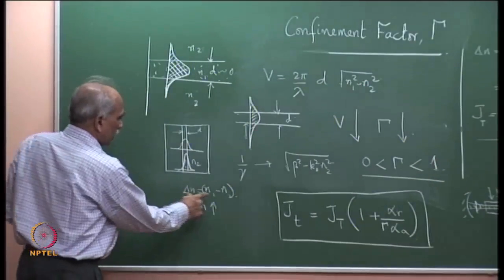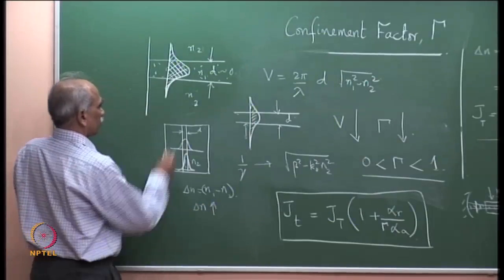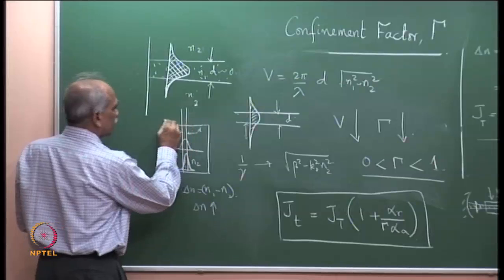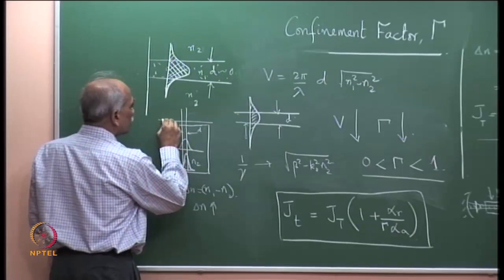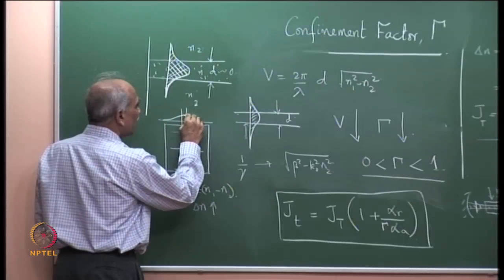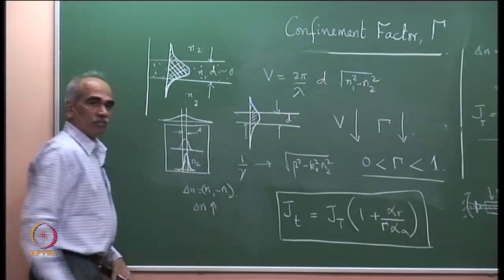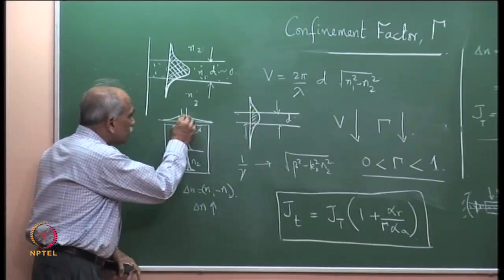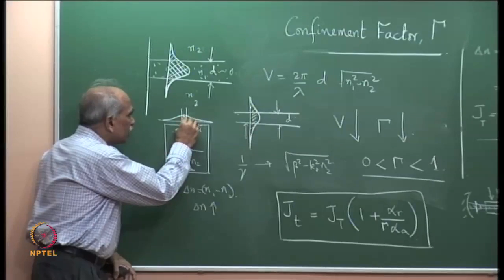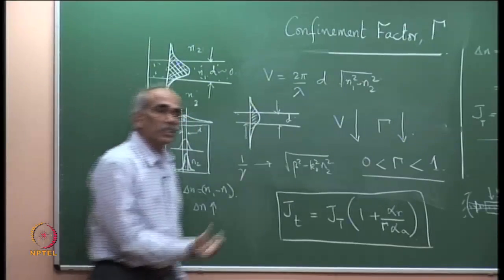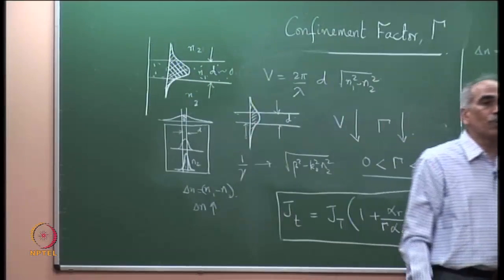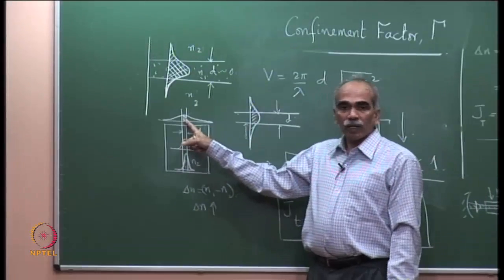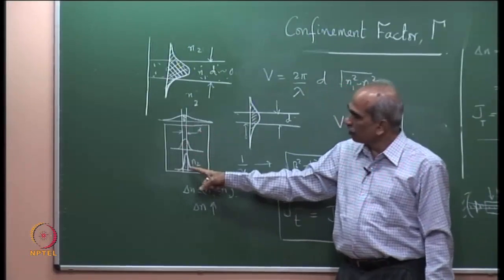If delta N decreases, then let me draw here this time. If delta N decreases, the same mode will spread like this, weakly confined. This is for smaller delta N, very weakly confined. Now, you see the fractional energy which is inside the core, which is inside the guiding film, is very small. So, gamma approaches 0.